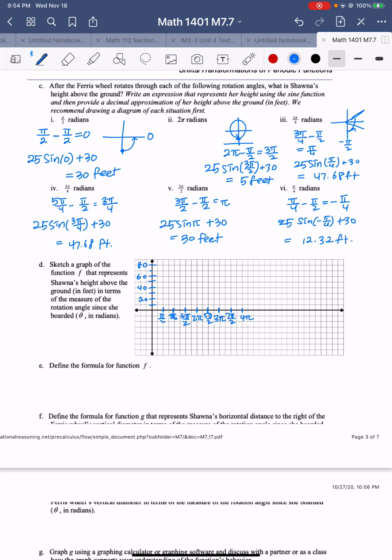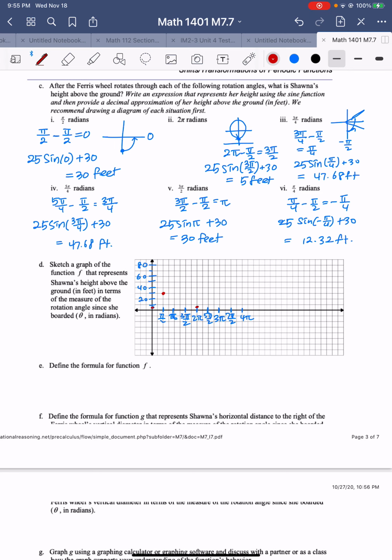Okay, so at 0 degrees, she was above the ground, 2 feet, oh, 5, I'm sorry. So she was at 5 feet. So let's use the red. And then pi over 2, she's at 30. So at pi over 2 she was 30, and then 2 pi was 5 feet.